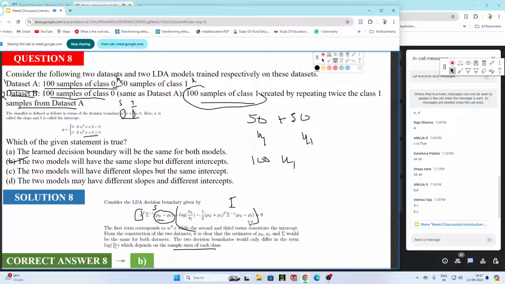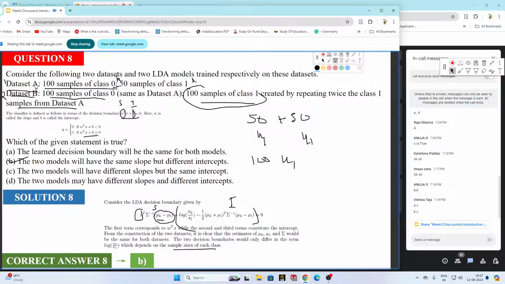But what about the intercept? The intercept will depend on pi k and pi l. That means the intercept will depend on the variance, and that means it will depend on the sample size. Variance depends on sample size, so the intercept will depend on sample size also.